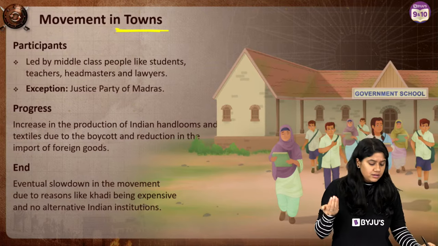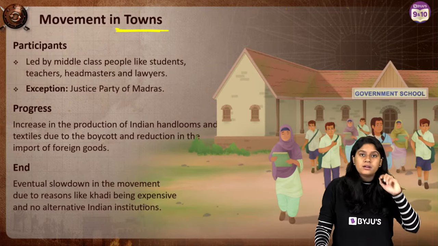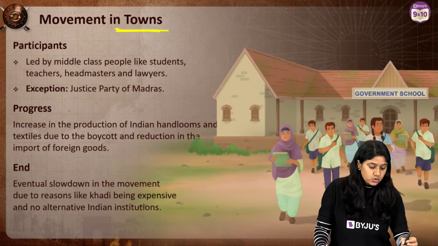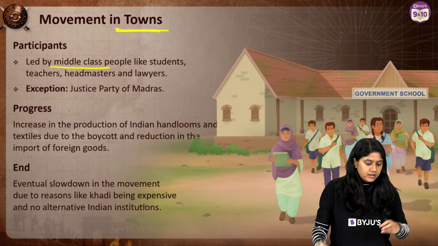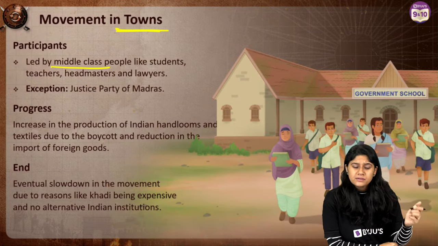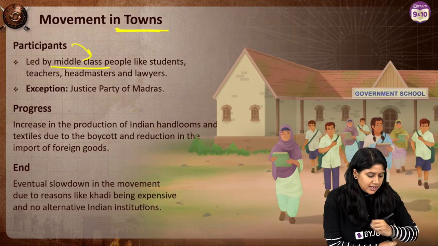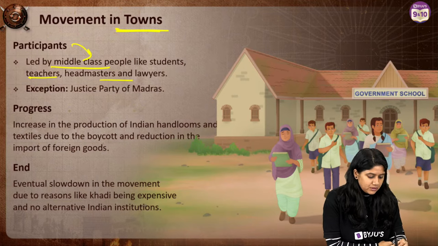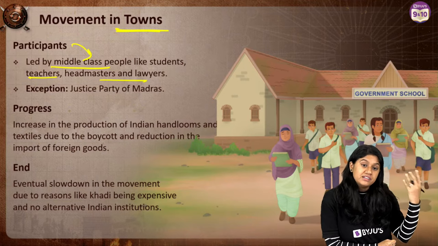In the cities, what was happening? The people actually were listening to Gandhiji. They left their schools, they left their colleges, they left their jobs. So it has middle class people, and all of these people listened.